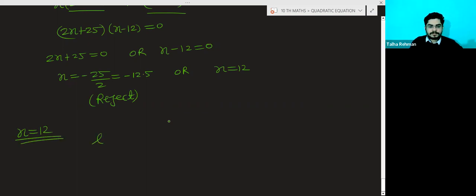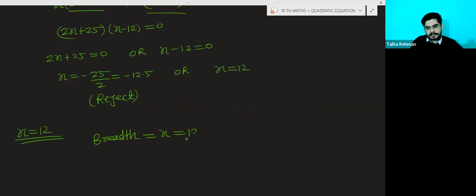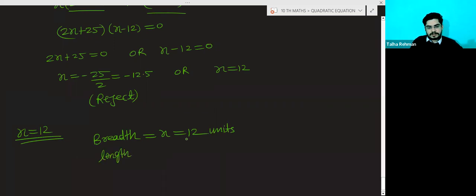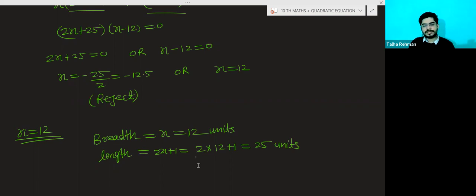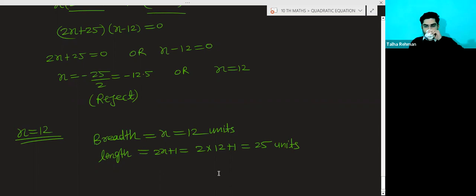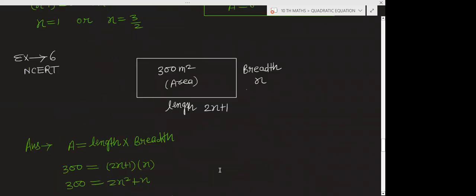So now what was the length? 2x plus 1. Sorry, first the breadth. What was the breadth? That is x, that is 12 units. What is the length? 2x plus 1. So 2 into 12 plus 1, 25 units. Why am I writing units? Length can be in meter, in centimeter, in inches, in feet. So there are different units. So Azan, got it now? How to solve? Yes, sir. Okay, so write down.